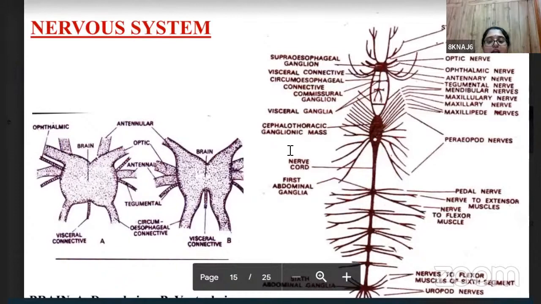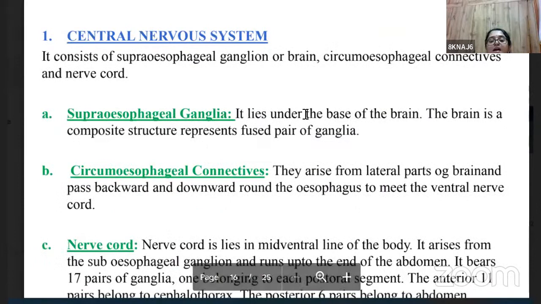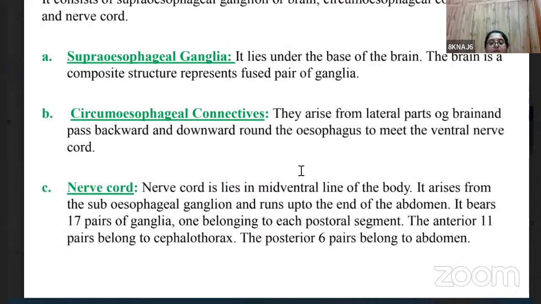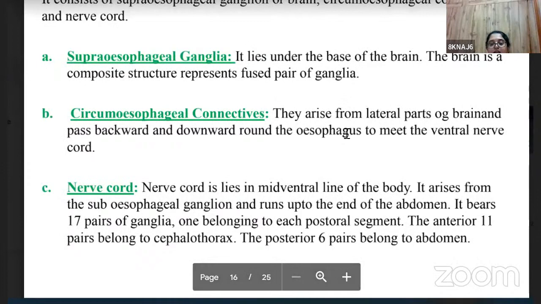quite a number of nervous structures are present. The nervous system has ganglia, that is the supraesophageal ganglia, circumesophageal connectives, and the nerve cord. The supraesophageal ganglia are present right beneath the base of the brain, as a fused pair of ganglia. Circumesophageal connectives arise from the lateral parts of the brain and pass backwards around the esophagus, and then they meet the ventral nerve cord.